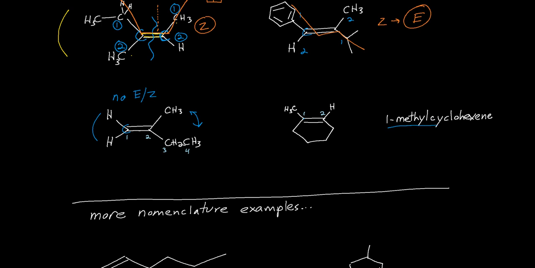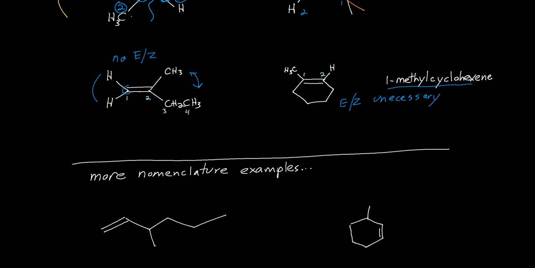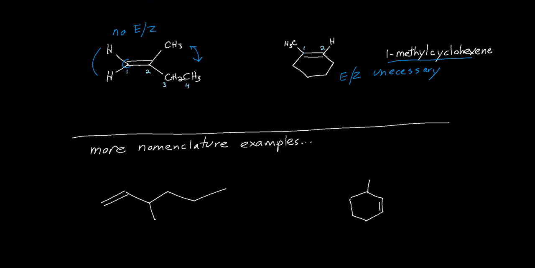Notice the name, 1-methylcyclohexene. There's really no other way to draw 1-methylcyclohexene. So the rings are always constrained in that way, so you don't really need E/Z nomenclature for this. Remember, the whole point of nomenclature is to be unambiguous. And if there's only one way to draw 1-methylcyclohexene, then there's only one way to draw it.